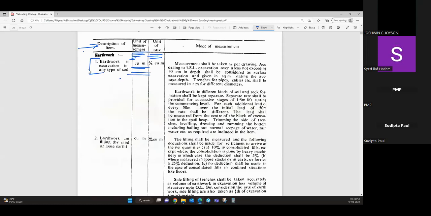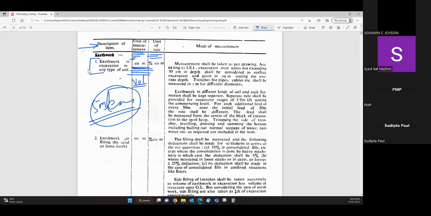So excavation, you cannot take an excavation as saying that we are doing 5 meters of excavation. You always have to take that quantity with respect to cubic meter. So basically excavation is always done on a volumetric basis.